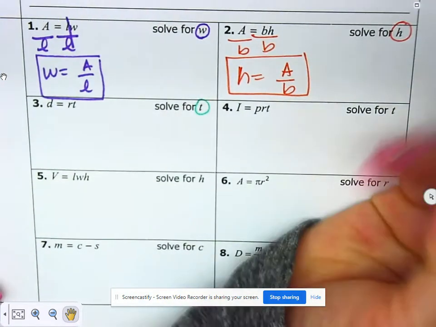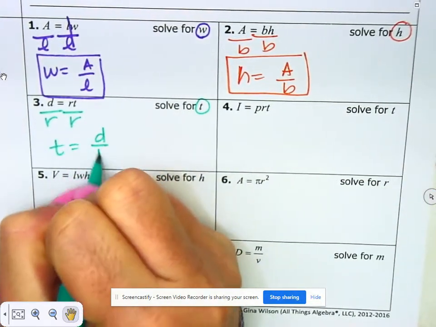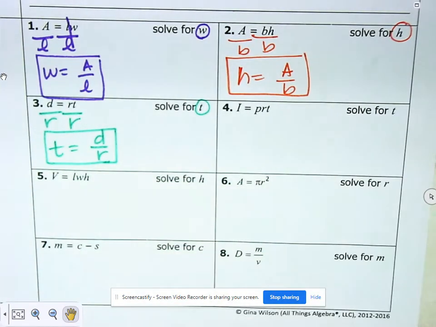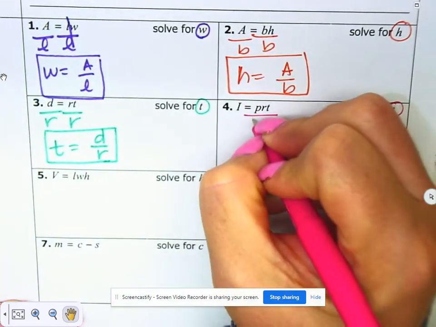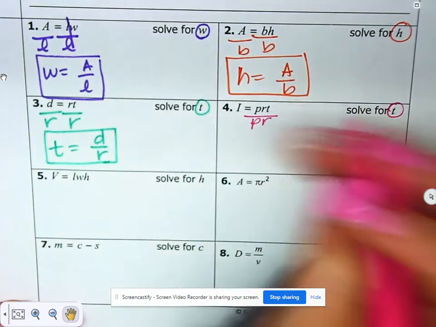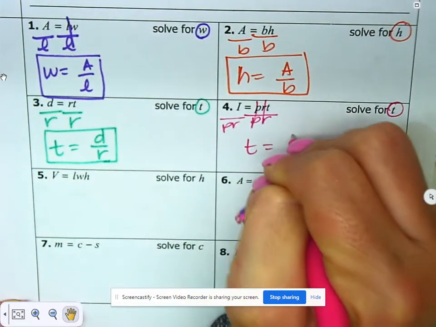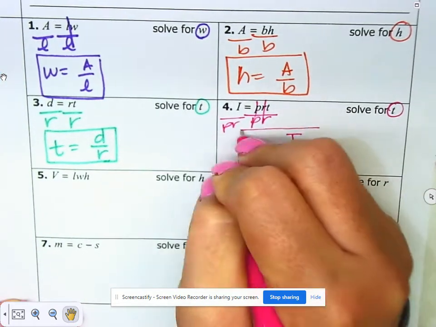All right, number 3, we're going to solve for T. So I'm going to divide by R. Okay, and number 4, we want to solve for T. So I'm going to divide by P and R both at the same time. That just cancels them both out. So T equals I over PR.